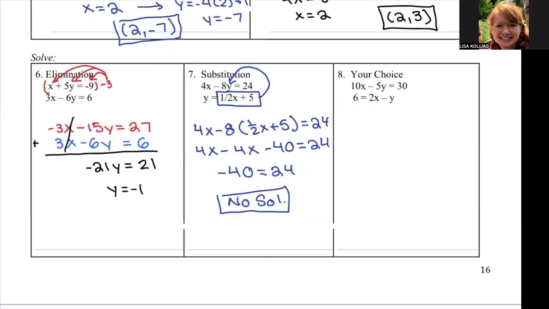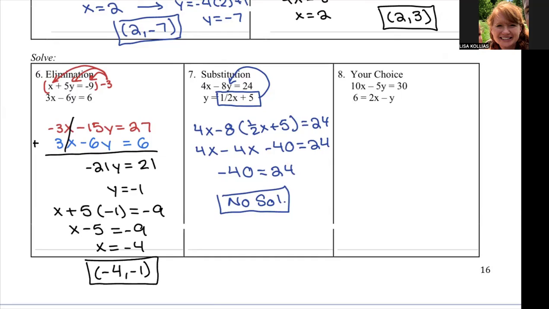Great. Go back and plug it into either equation. I'm going to plug it into the top. So I'm going to say x plus 5 times negative 1 equals negative 9. So x minus 5 equals negative 9. Add 5, and x is negative 4. So my final answer is the point negative 4, negative 1.